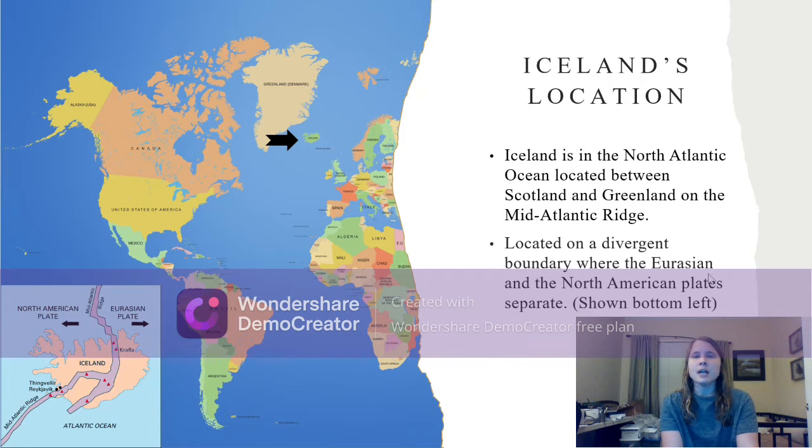Iceland's location. Iceland is located between Greenland and Europe, as the arrow shows on the world map. In the bottom left diagram, it shows the Eurasian plate and the North American plate separating, which is known as the divergent boundary.